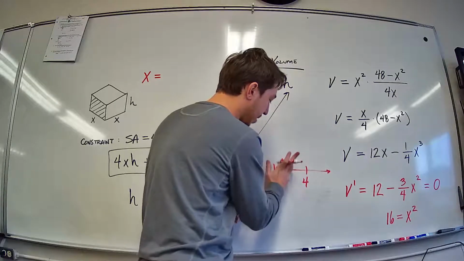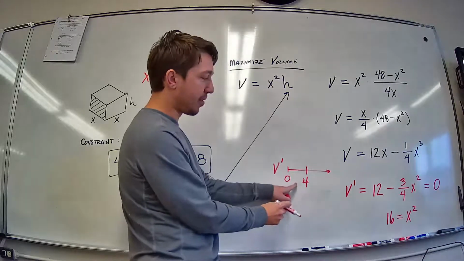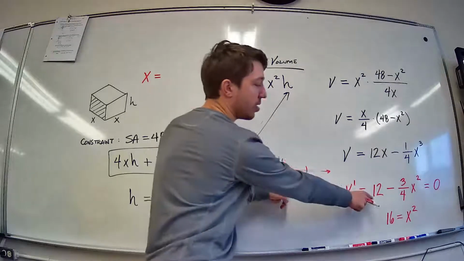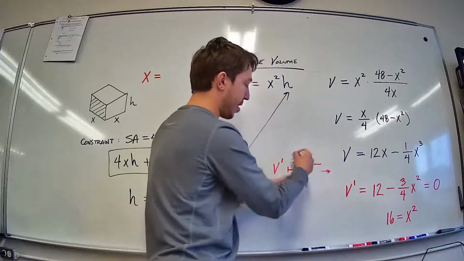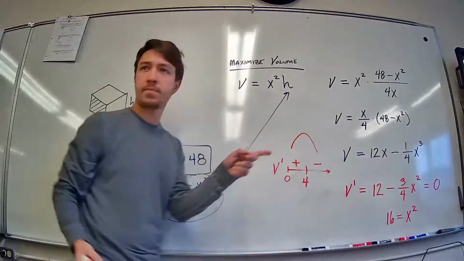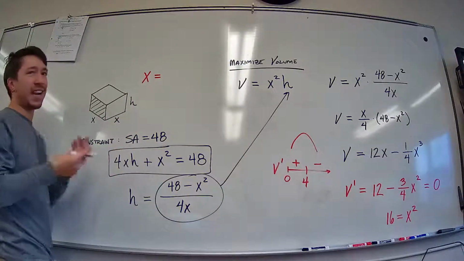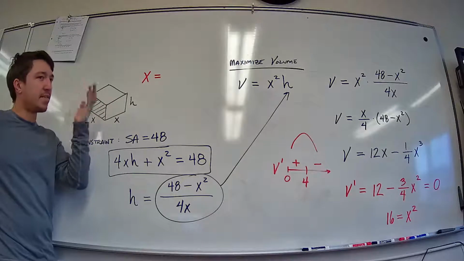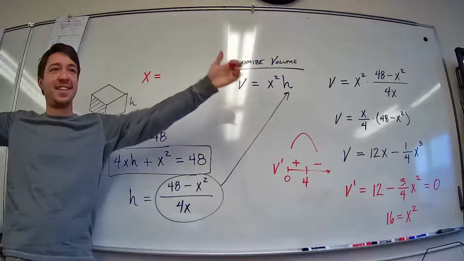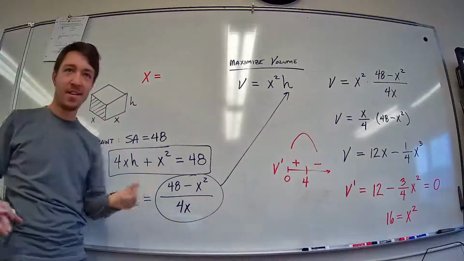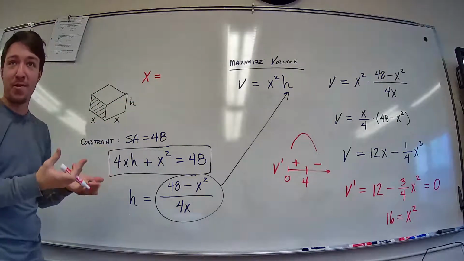Obviously x can't be less than 0. But I can show that for any number between 0 and 4, say if I plug in 1, my v prime is positive, and for any number bigger than 4, my v prime is negative. That tells me that v goes up, then down. So that demonstrates that it's a max. But I would hope it's common sense that if we made this box enormously wide and a millimeter tall, you could have 48 square inches of material and contain very little volume. Or you make it really skinny.